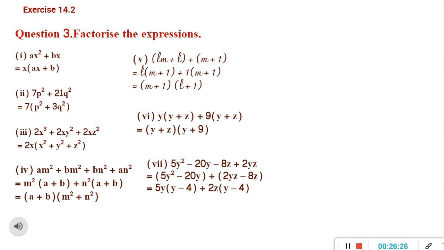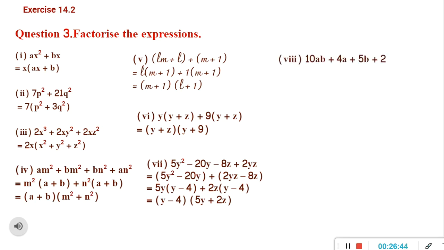Now you can see that y minus 4 is one common factor here. That is our first factor. And what is left out? 5y plus 2z. That is our second factor. So the answer is y minus 4 into 5y plus 2z. Right? Now question number 8.